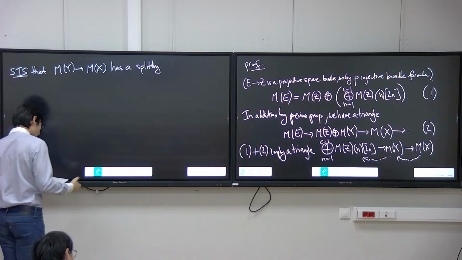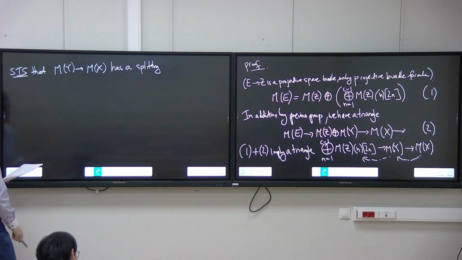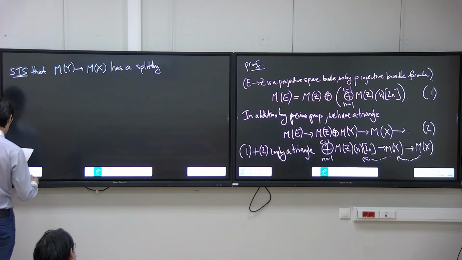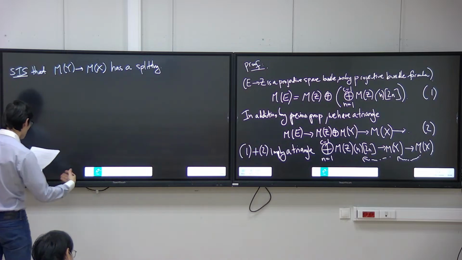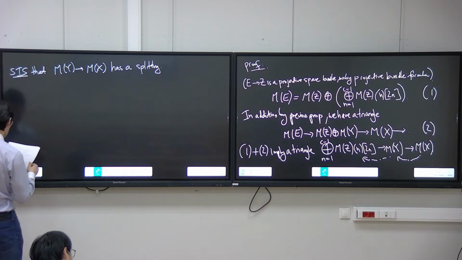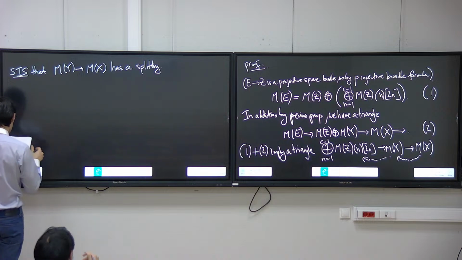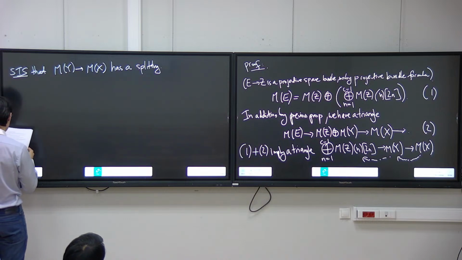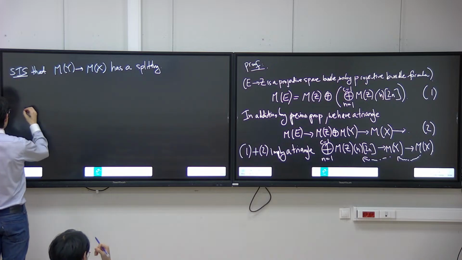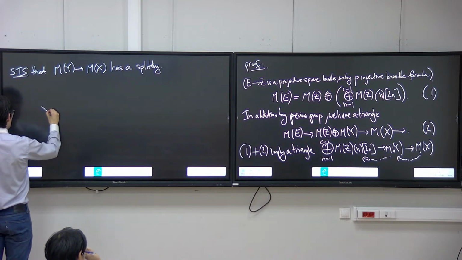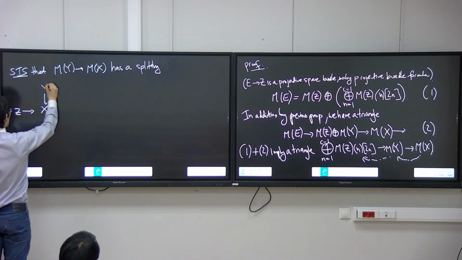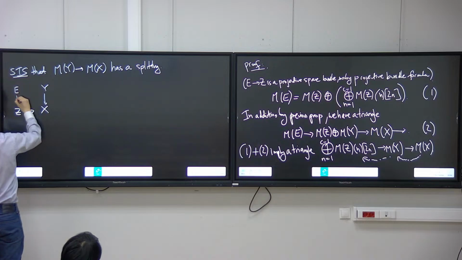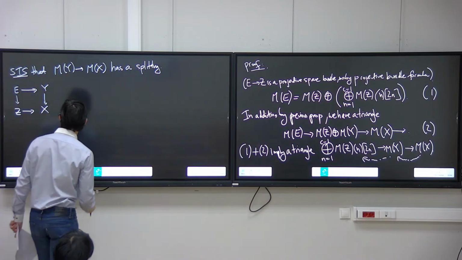So to do this, there's the following trick. We have a blow-up diagram, but we can also somehow add in an extra component and blow up along the second component. So consider the following situation. So we have our diagram X to Z to Y and to E. This is our blow-up square, let's say.